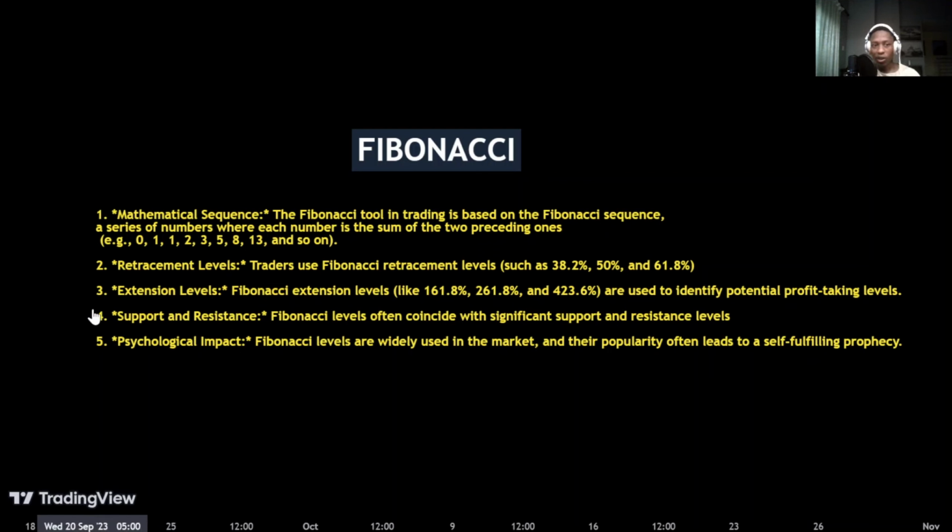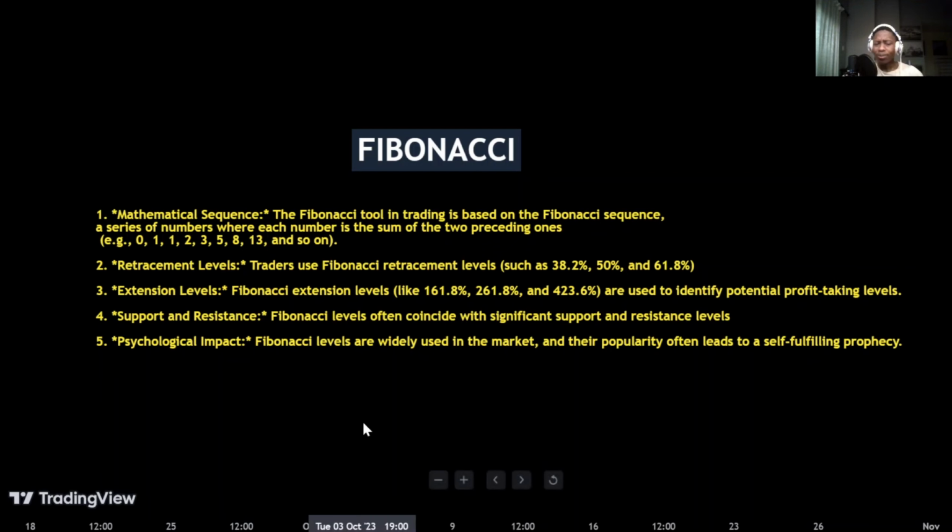Going to number three, Fibonacci has extension levels. The extension levels are 161, 261, 423. Those are the points where you could be looking into taking profits. So basically the tool measures the retracement and then tells us how far the extension can go. Number four, Fibonacci also helps us identify support and resistance levels. Often when we find retracement areas using the Fibonacci, they align with support and resistance areas, so it makes us understand.